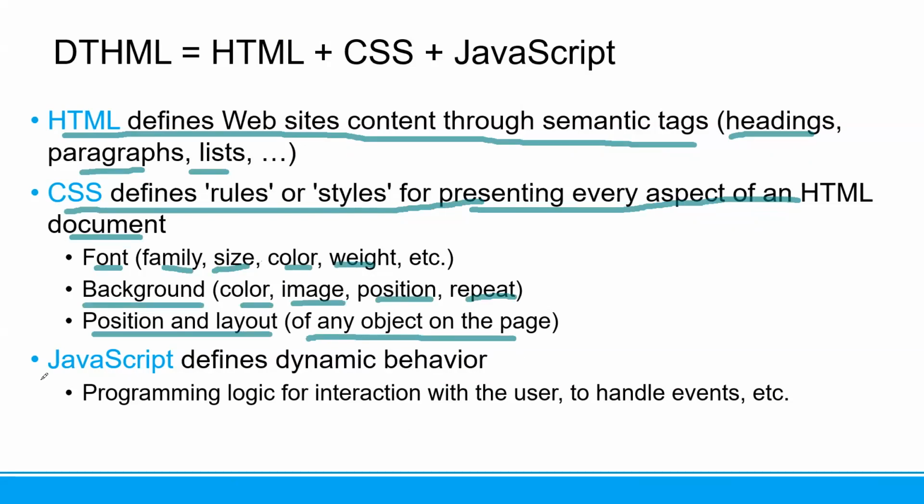And the JavaScript defines the dynamic behavior. So what is dynamic behavior? It is programming logic for interaction with the user. So most of the JavaScript is related to the interaction with the user and how to handle events. For example, your mouse is moving, and what kind of behavior will be available in your web page?